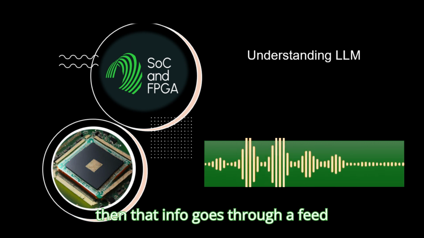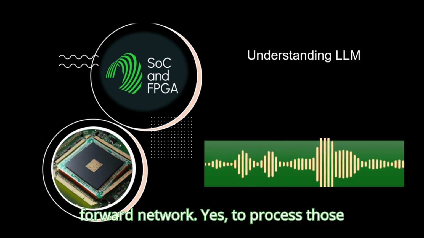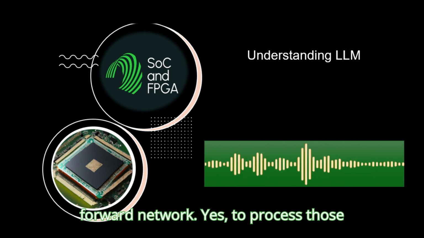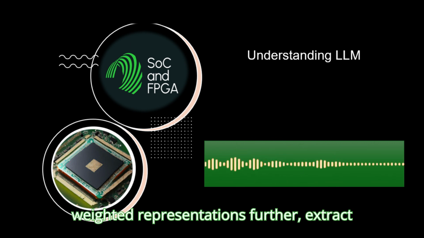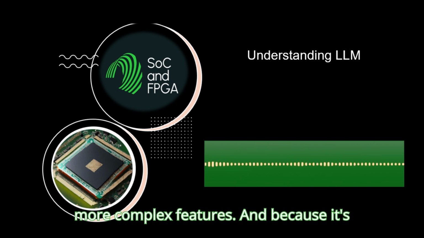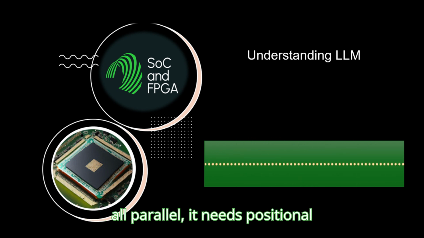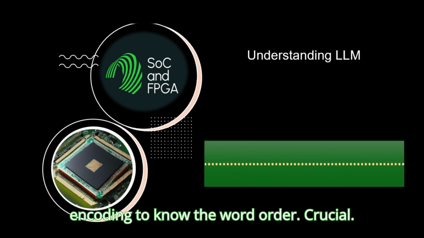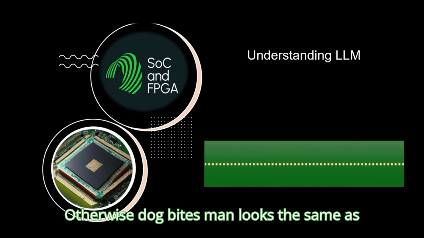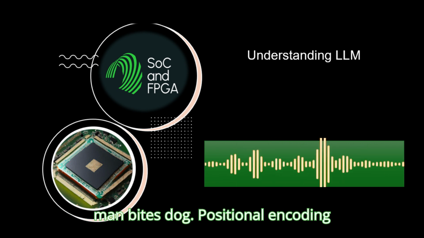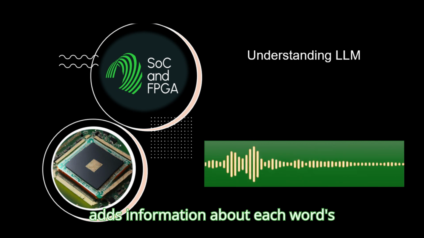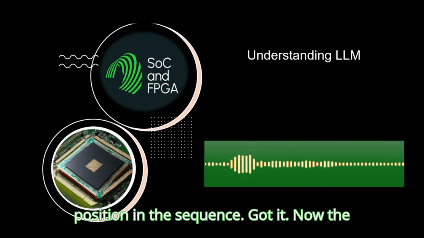Right. And then that info goes through a feed-forward network. Yes, to process those weighted representations further and extract more complex features. And because it's all parallel, it needs positional encoding to know the word order. Crucial. Otherwise, dog bites man looks the same as man bites dog. Positional encoding adds information about each word's position in the sequence.